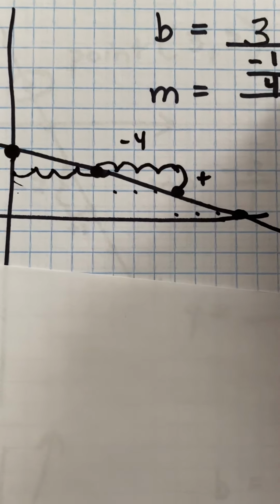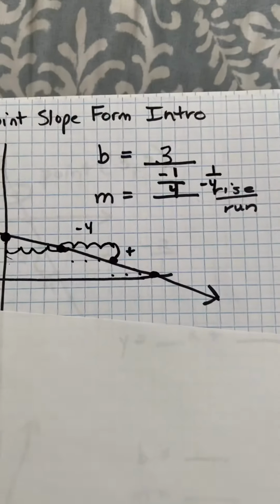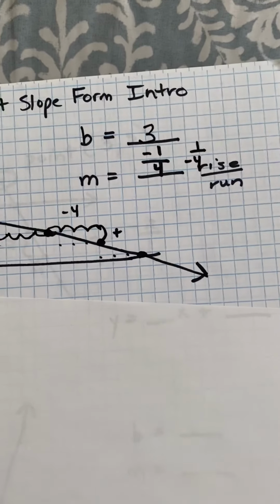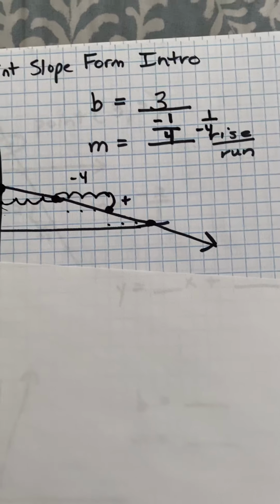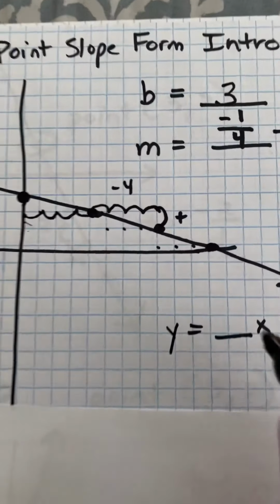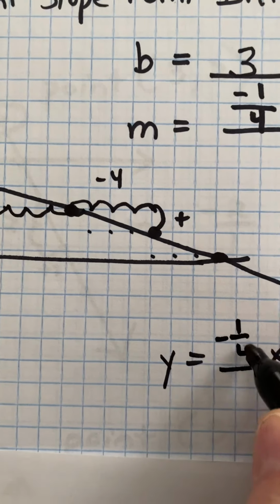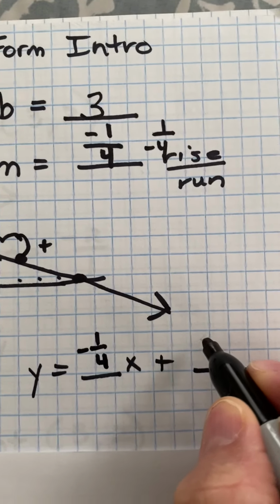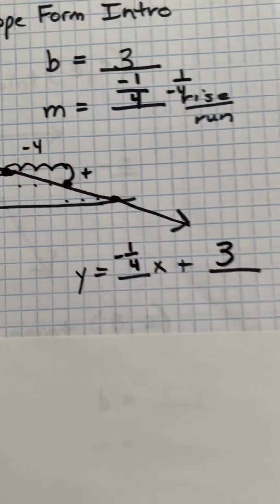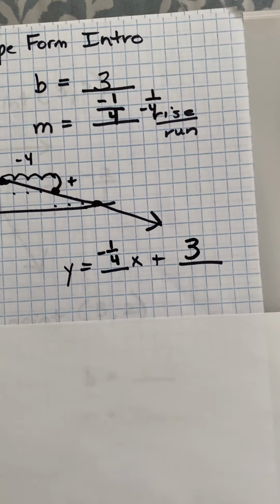I could have also started here and gone up 1, and over 1, 2, 3, 4 to the left, -4. So remember, a slope of 1 over -4 is the same as -1/4. Now, to come up with my equation, I just fill in my slope of -1/4, and b is +3. So y equals -1/4 x plus 3.